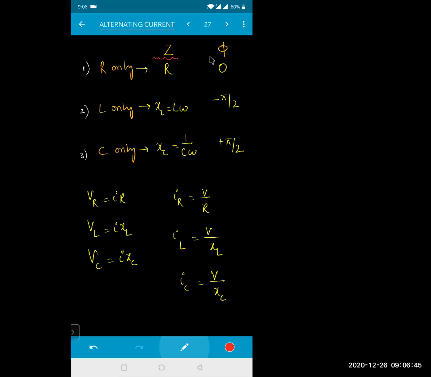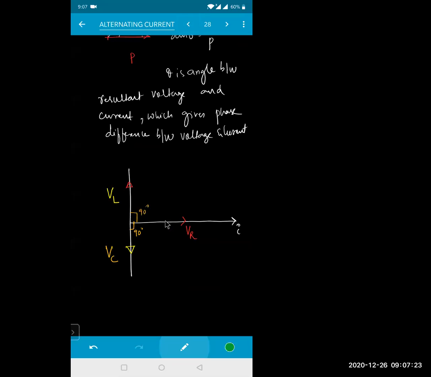Z is the same rule as of inductance, and phi is the phase difference. Clear? When alternating current is connected to a capacitor, the phase difference is pi by 2. That means the current is 90 degrees ahead, or the voltage is 90 degrees lagging. There is no phase difference with respect to current. The diagram is clear?